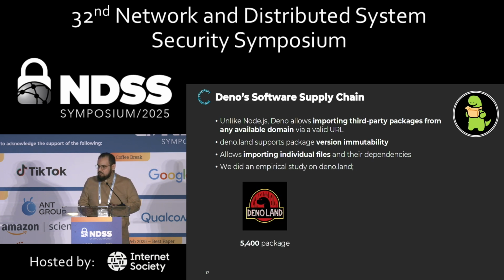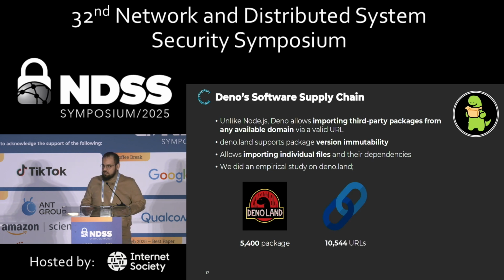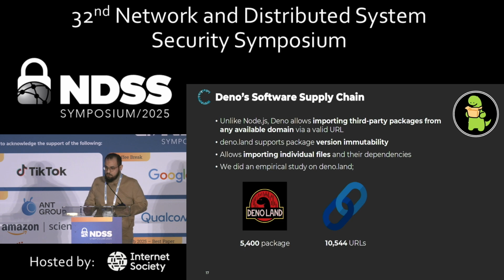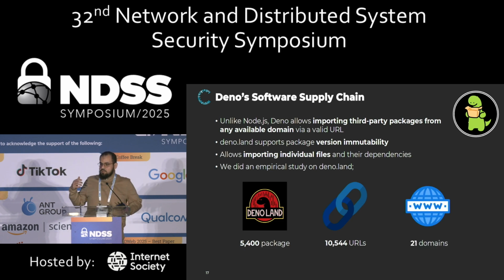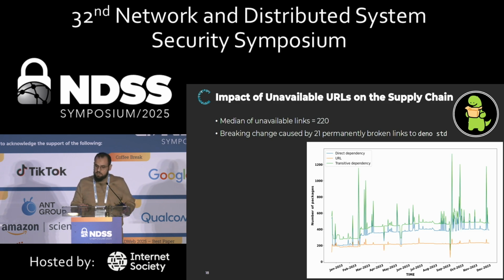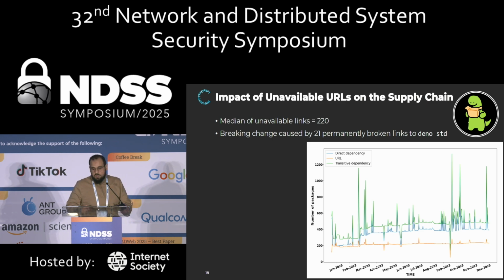To evaluate the distributed software supply chain of Deno, we did an empirical study. At that time, we collected all the packages at deno.land. There were around 5,400 packages. We extracted all the transitive and direct URLs, resulting in 10,500 URLs distributed across 21 different domains. One of the things that we studied regarding the Deno distributed software supply chain is the impact of unavailable URLs on the software supply chain.